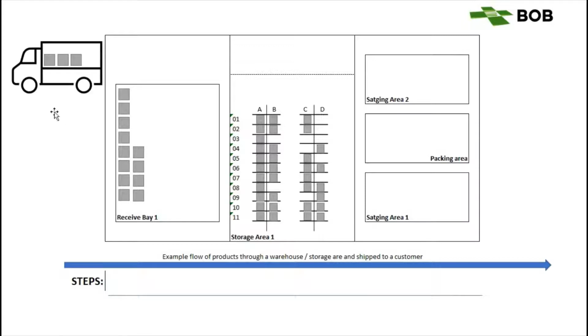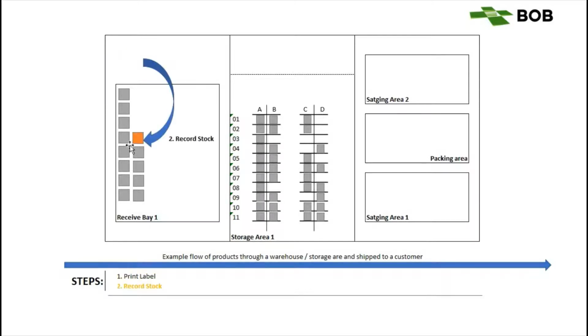So you'll see the truck arriving on the receiving side with the stock from the supplier. We'll offload the stock that was shipped to us from the supplier, and at that point we can then print a label, a barcode label, which uniquely identifies that box. You can also print labels for the individual items in the boxes. Once that's done, you can move the stock into receiving bay and you can record the stock into the system.